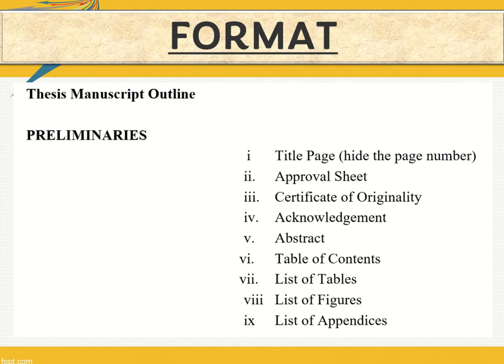So here, the thesis manuscript outline. We have here the preliminaries, including your title page, the approval sheet, certificate of originality, acknowledgement, abstract, table of contents, list of tables, list of figures, and list of appendices. So this will be done after you finish your final defense.